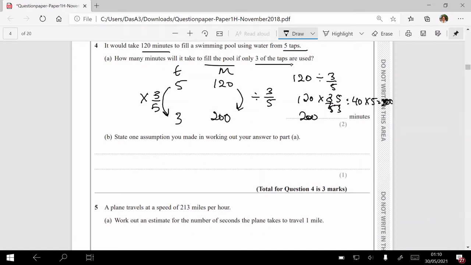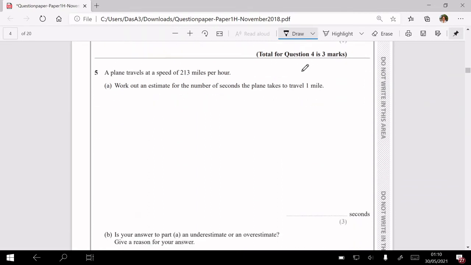So you can say something along the line that the taps are running at the same speed as the assumption you made. So that's it for this question. Let's move on to question number 5.